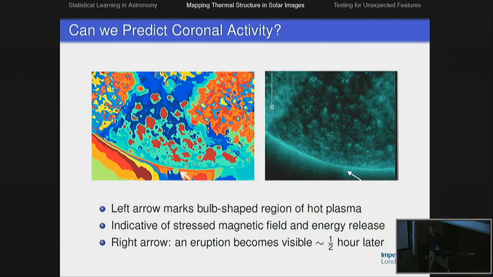The colors are just arbitrary. In this case there are 20 classes, but they're not ordered in any way. So all the red things are similar to all the red things. That's right, exactly.